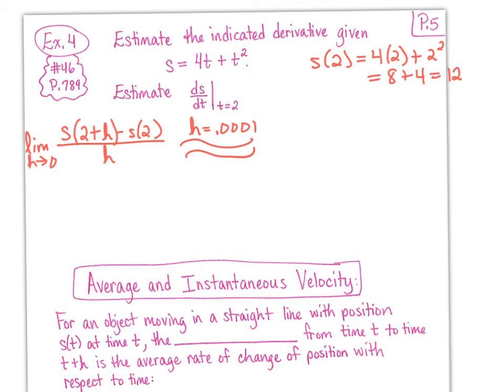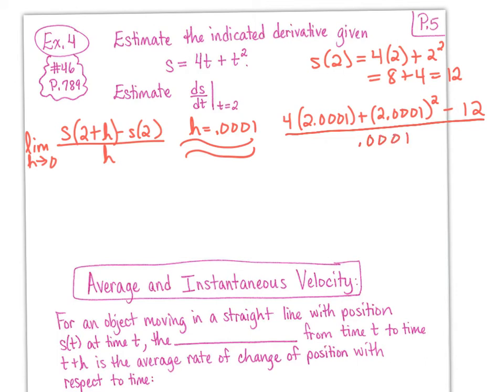So you would have s of 2 plus h. Because h is 0.0001, this would be 2.0001. So this would be 4 times 2.0001 plus 2.0001 quantity squared minus 12, right? All of this here is s of 2 plus h. We substituted that in there. Minus s of 2, all over 0.0001.